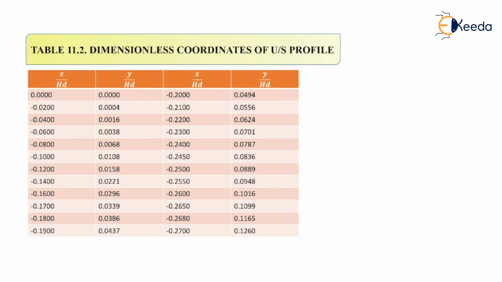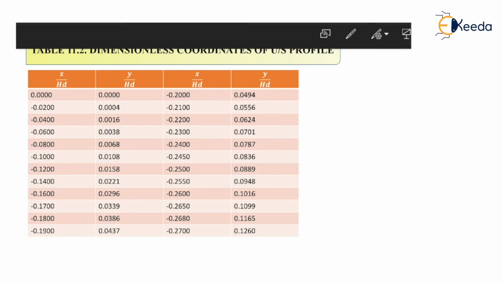So here, the dimensionless coordinates of the upstream profile are given. See, when the value of x by Hd is taken as 0, you will get y by Hd as 0. Like this, they have done various researches. The United States Army Corps had done these researches for developing the upstream profile. You can see from 0 up to 0.27 or 0.126, up to this value they have found out. After doing this research, they concluded that this value is suitable.